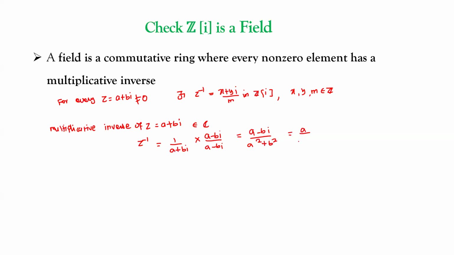This can be written as A by A square plus B square minus Bi by A square plus B square. Here we need to check this number A divided by A square plus B square and this number B divided by A square plus B square are integers. If they are integers, then only we can say that this Z inverse belongs to Z of I. But these two numbers need not to be integers. We can give a counter example.